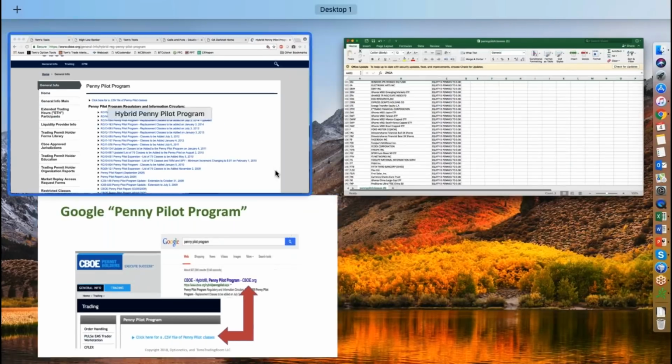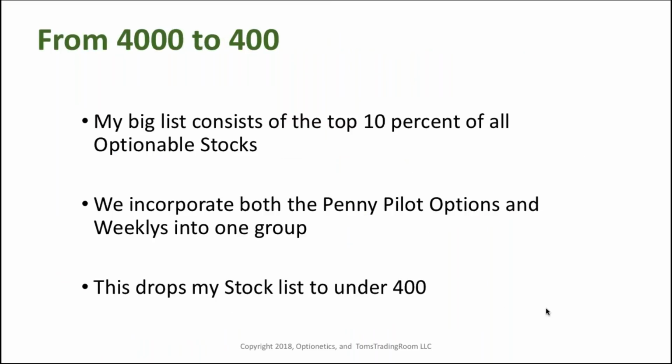So that's the Penny Pilot Program, and I wanted to show you that because it takes us from 4,000 optionable stocks down to 400, which is the top 10%. I take that 400 and look to see how many of them trade weeklies. That drops the list down to about 325. So that's what I'm dealing with. If you look at, say, 25,000 stocks down to 325, you're inside the top 2% of all traded stocks. That's what we do.